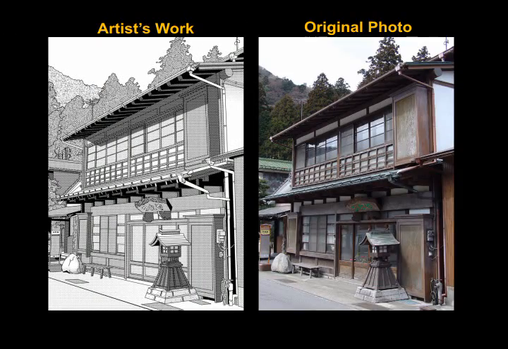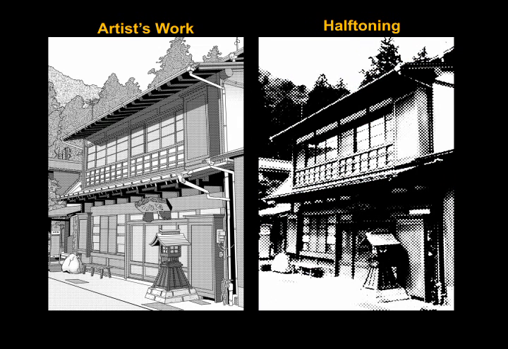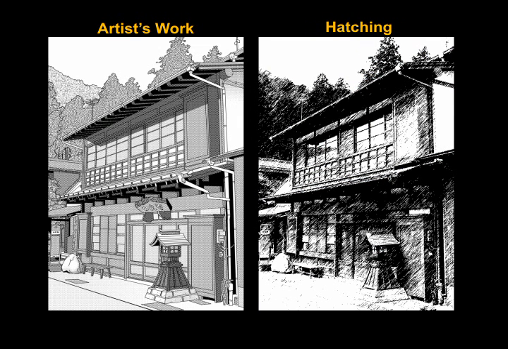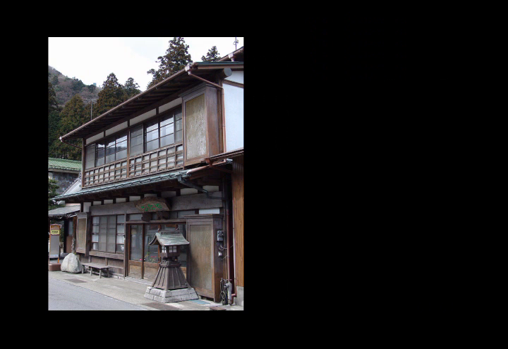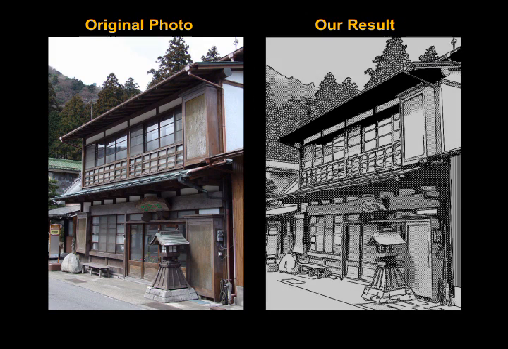Many artists already made use of computer techniques for background drawing, such as halftoning, hatching, and even commercial software. However, they are very inconsistent in style to the artist work on the left. We propose a framework to convert a real photo to style-consistent manga background.